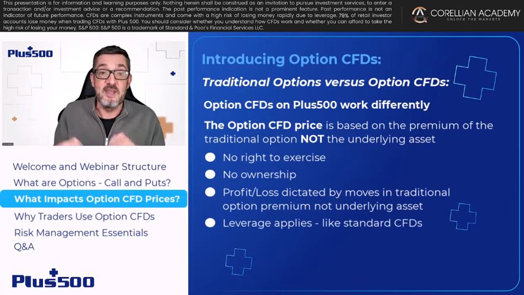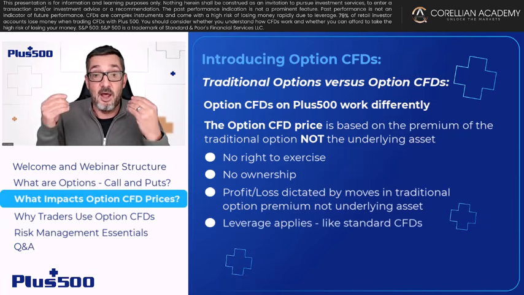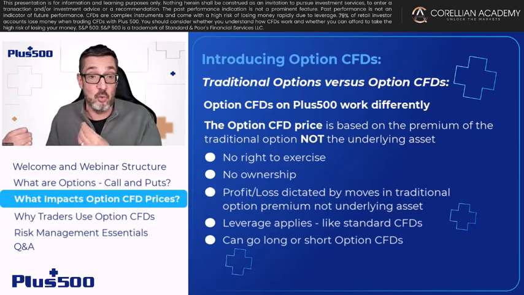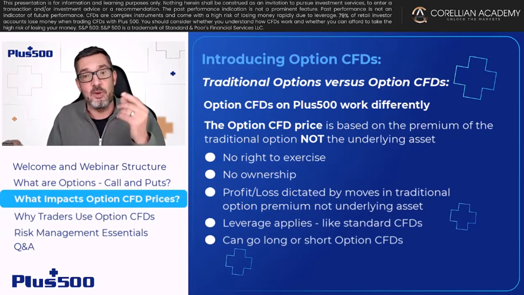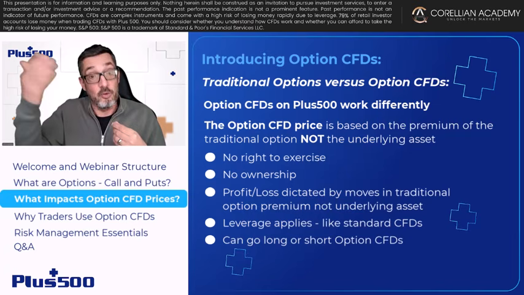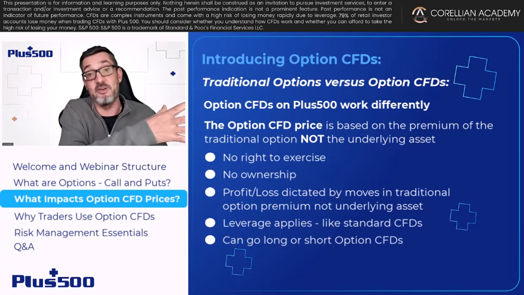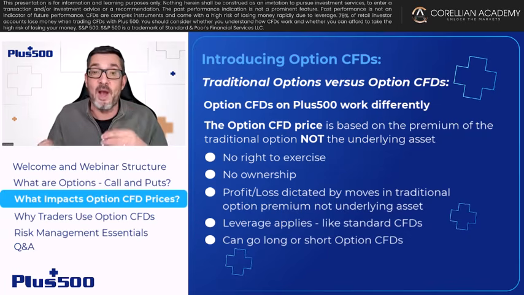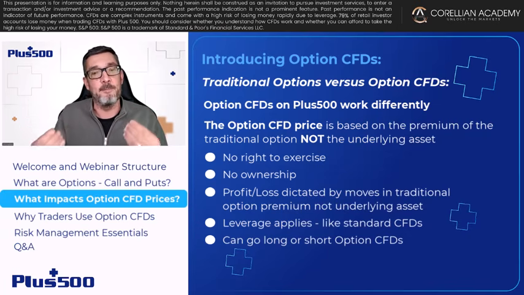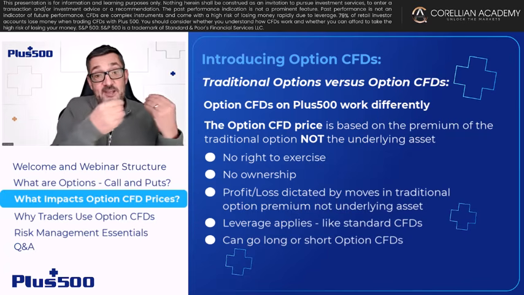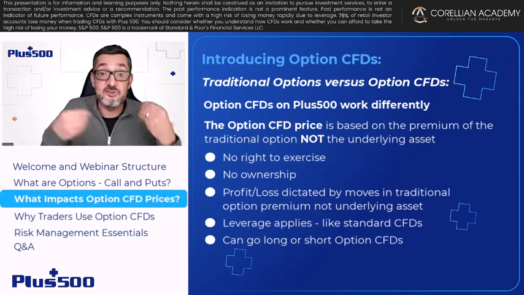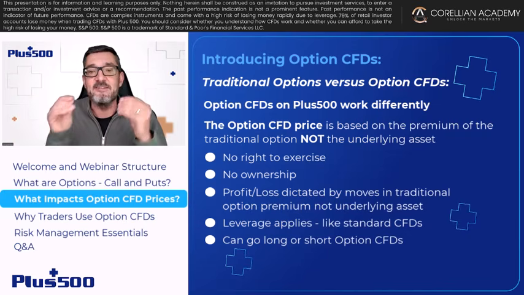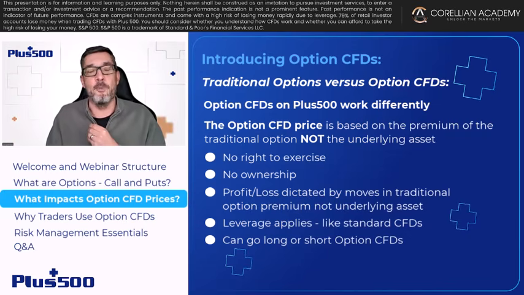And leverage applies. Just like any CFD product, leverage is built in. And finally, you can go long or you can go short. You can take a position based on whether you expect the option premium to rise or to fall based on the factors that I identified earlier. Because of this, option CFDs strip away much of the complexity that comes with traditional options. You get exposure to option style behavior, strike sensitivity, volatility, time decay, without needing to manage the full traditional options framework.